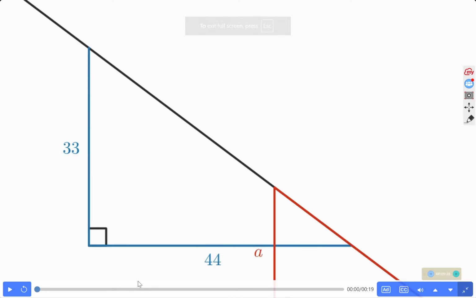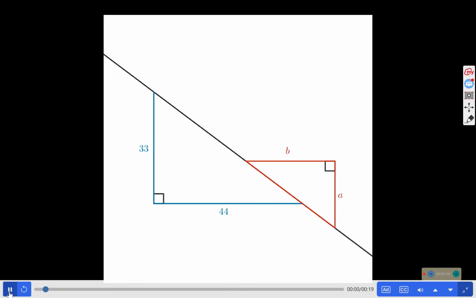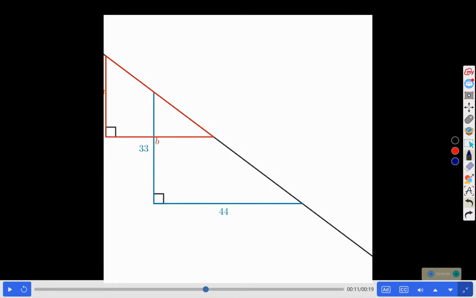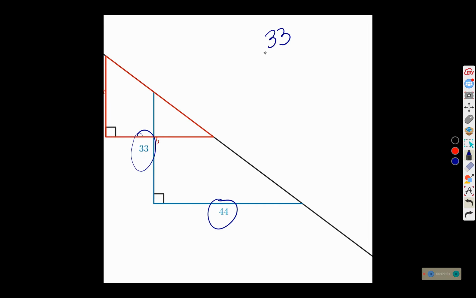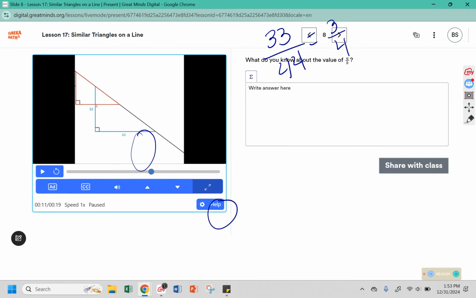We are asked, what do we know about the value of AB? So you can see these are a bunch of similar triangles to the blue triangle that exists already. So if we were to find the value of AB, we could use the fact that it's similar to these two measurements here. And if we reduce, 11 fits into both 33 and 44, so that would be 3/4.